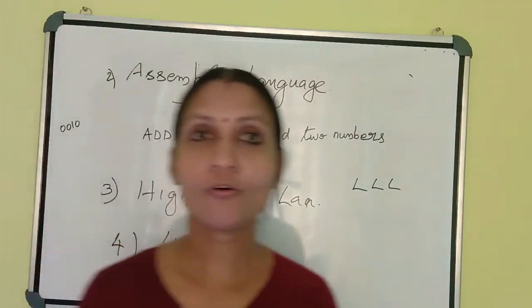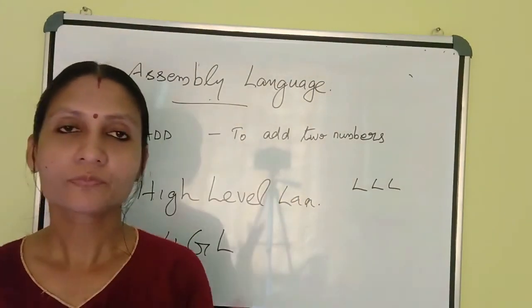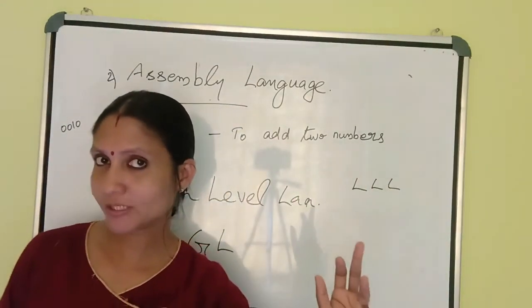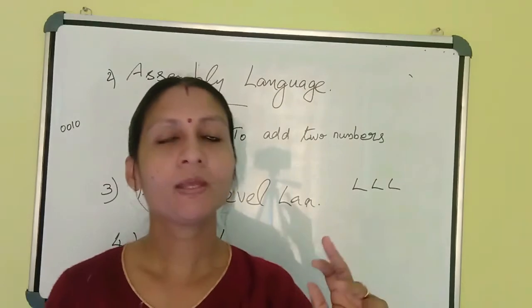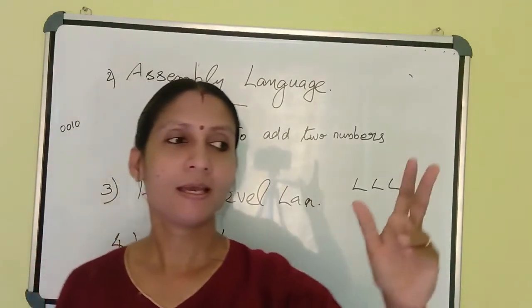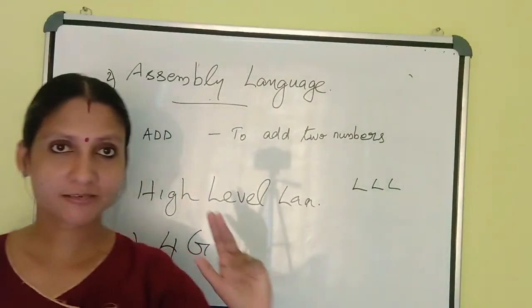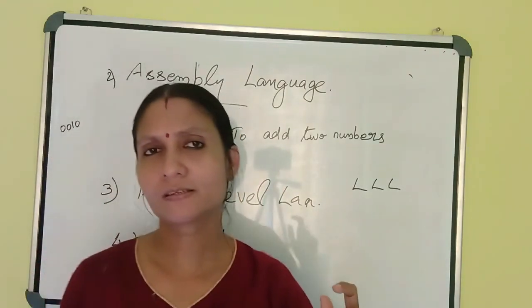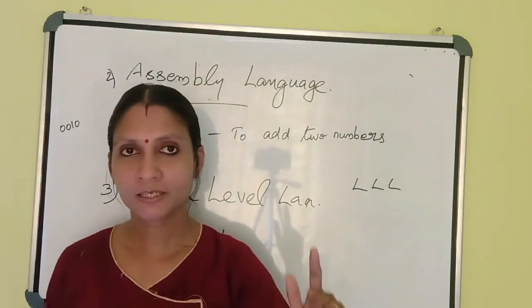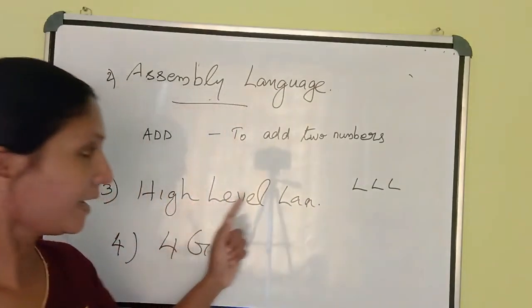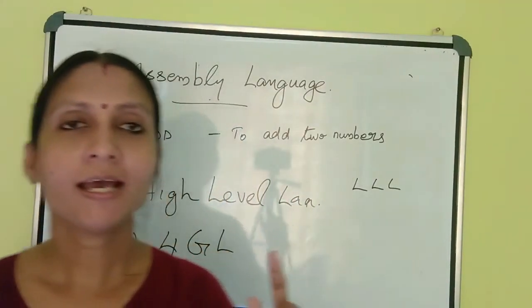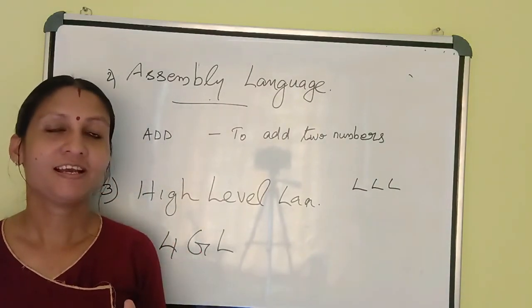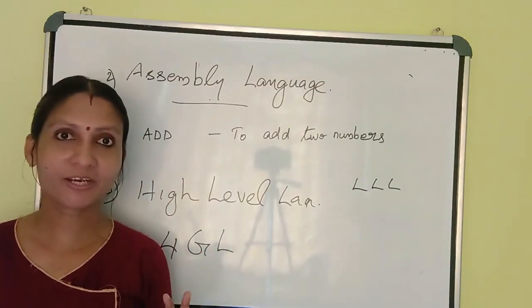These are the four languages. What are they? Once again, I am saying: machine language. In machine language we are using zeros and ones, the binary number system. The second one is assembly language. We are using some mnemonic codes. And third is high level language. And the fourth one is fourth generation language. I think you all understood about these computer languages.